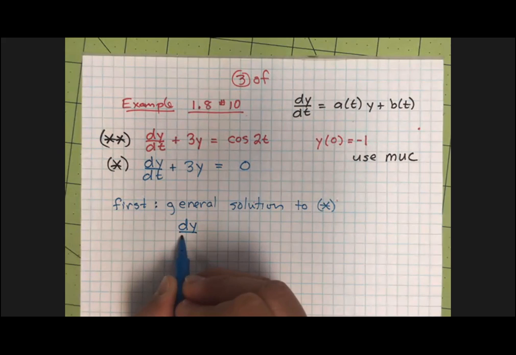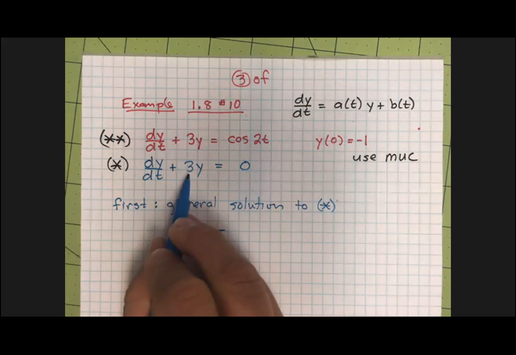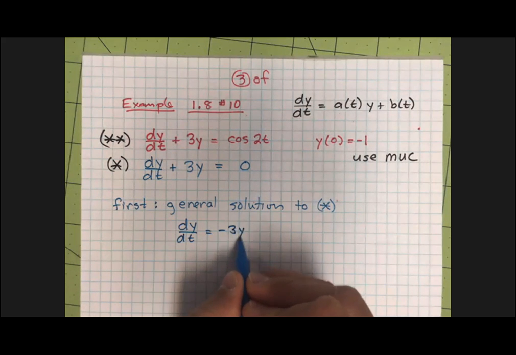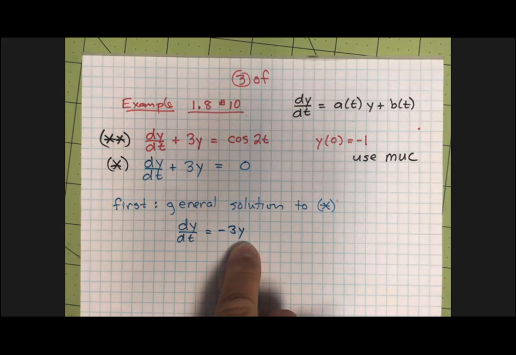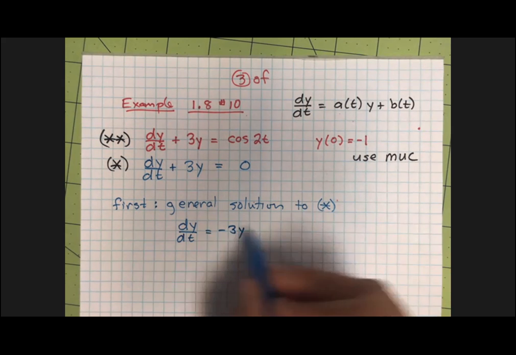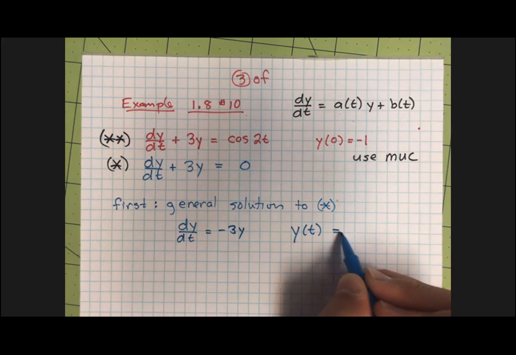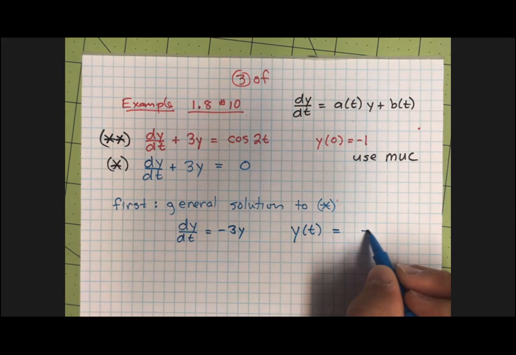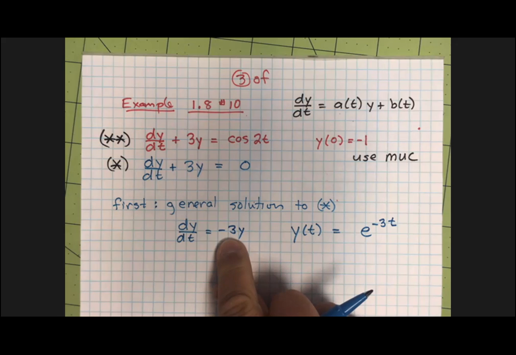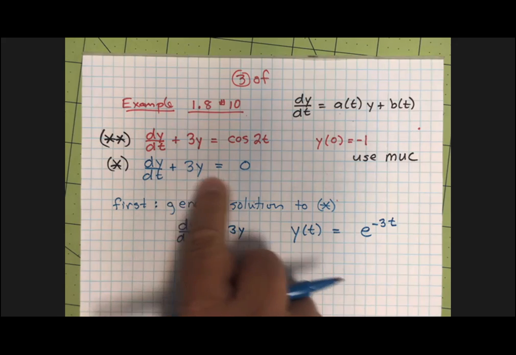And the general solution to star is very simple and quick. Why? Because it's constant coefficient. This is the mother of all differential equations. This is the MVP of ODEs. General solution to this is e to the minus 3t. Now, general solution, I don't have an initial condition for this problem.